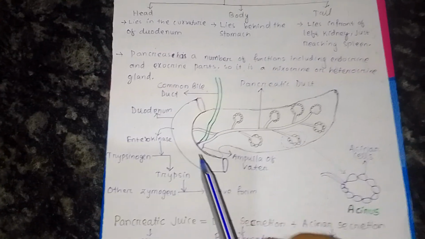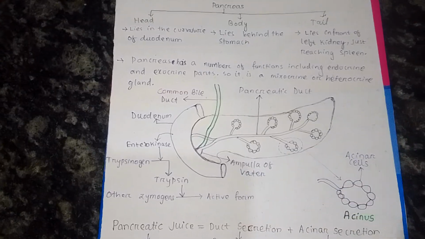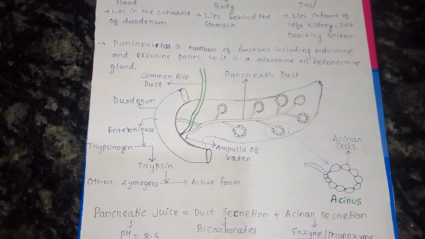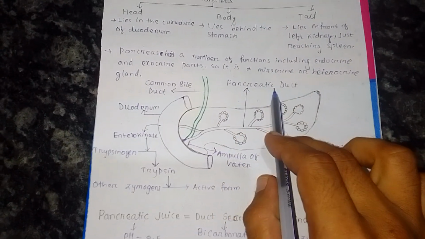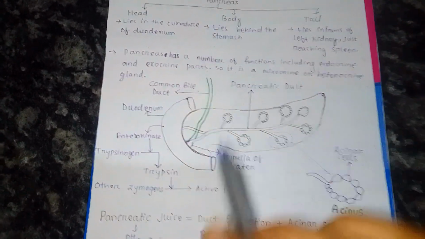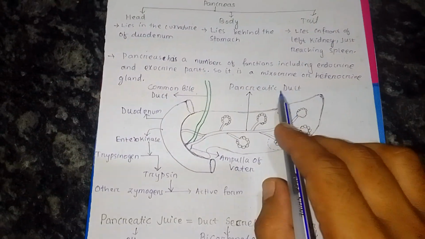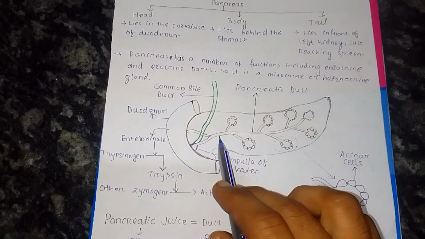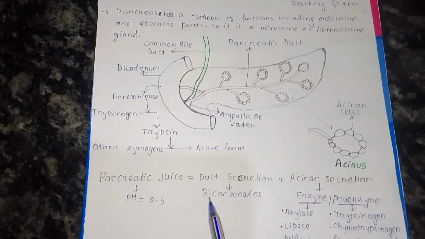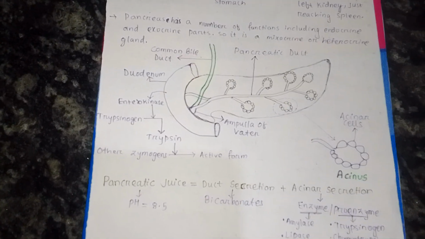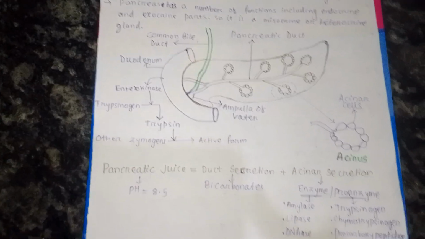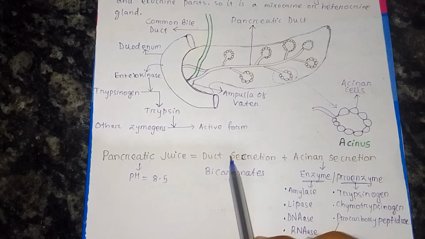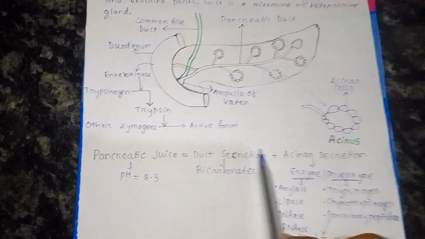And if we see about the functions of hormones on pancreas, then this pancreatic duct is stimulated by the secretin, which is released by the small intestine. This secretin stimulates the pancreatic duct to secrete bicarbonates, which maintain a basic pH of the pancreatic juice. And the pancreatic juice, whose pH is around 8.5, is nothing but the combination of the secretions of duct and the secretions of acinar cells.